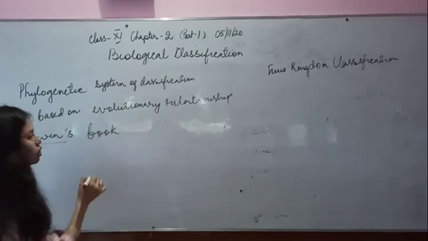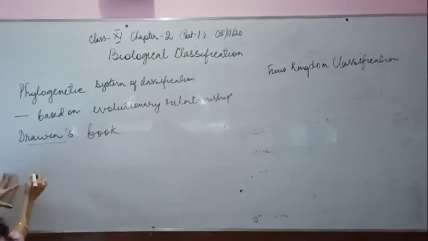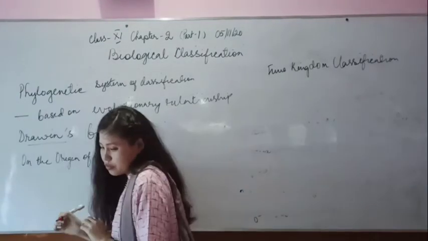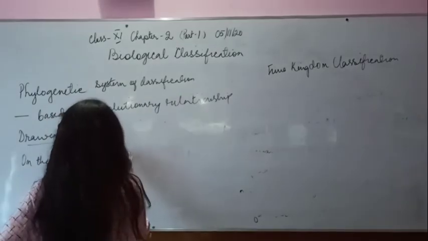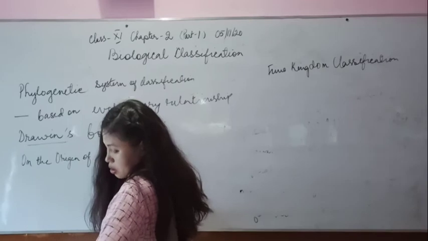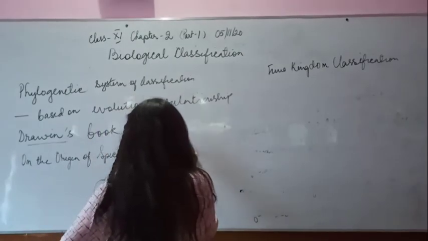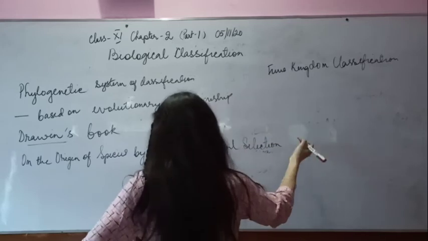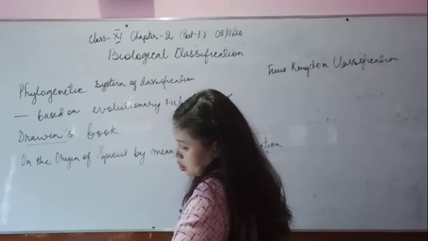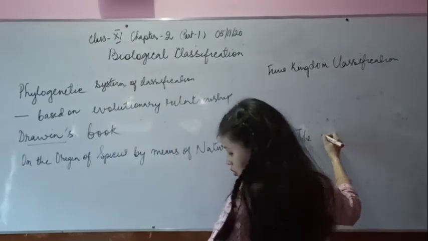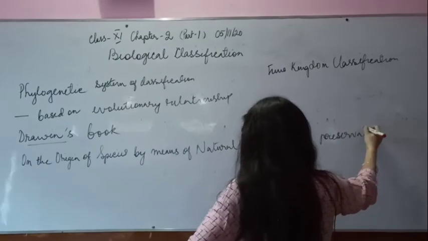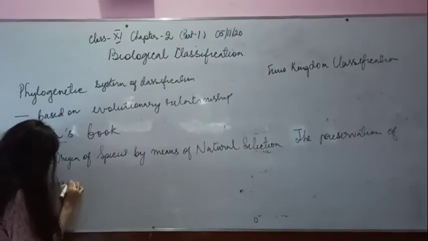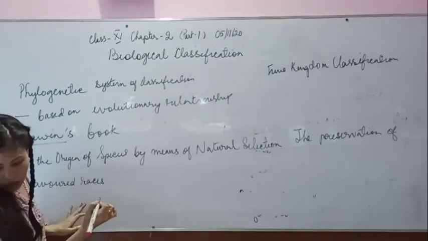What is the name of the book? The name of Darwin's book is quite long. On the Origin of Species by Means of Natural Selection, the Preservation of Favoured Races in the Struggle for Life.